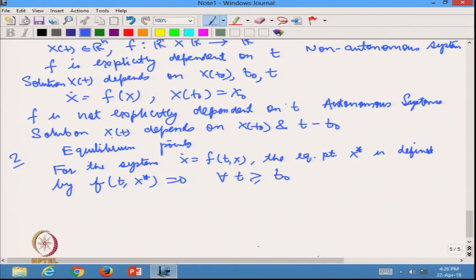Okay, so now suppose for a system x dot equals f of t comma x with equilibrium point denoted by x star, we can always do a change of variables.